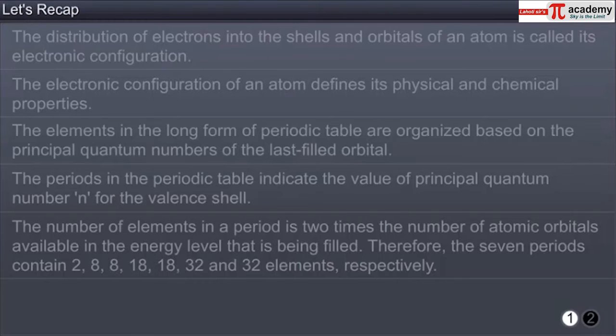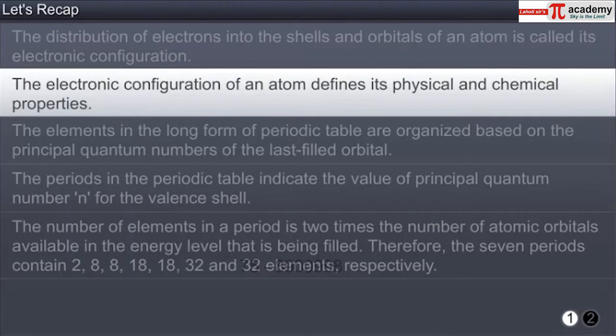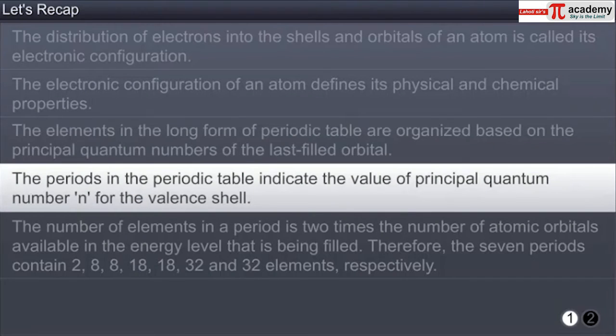You have now reached the end of this module. In this module, you learned that the distribution of electrons into the shells and orbitals of an atom is called its electronic configuration. The electronic configuration of an atom defines its physical and chemical properties. The elements in the long form of periodic table are organized based on the principal quantum numbers of the last filled orbital. The periods in the periodic table indicate the value of principal quantum number n for the valence shell.